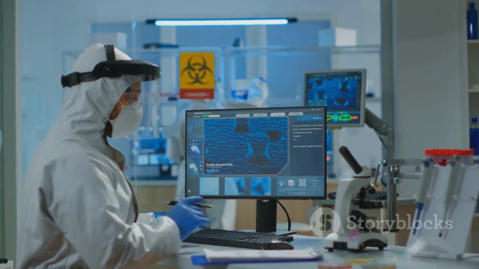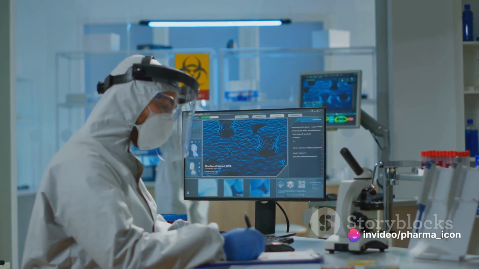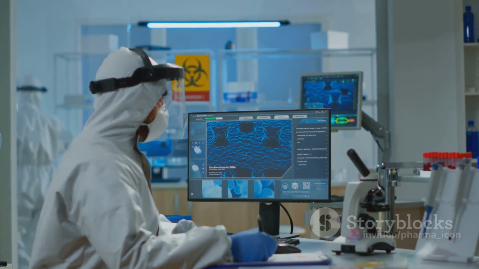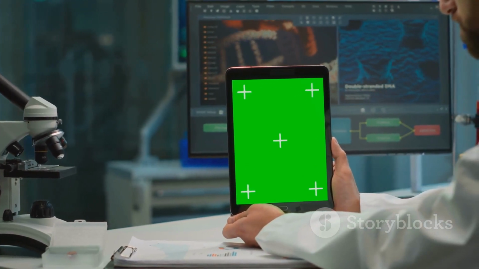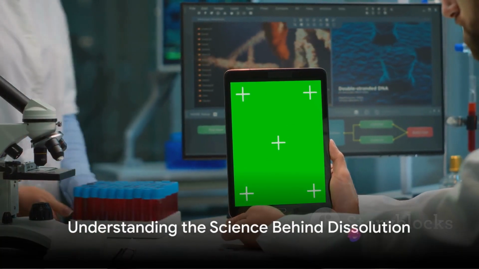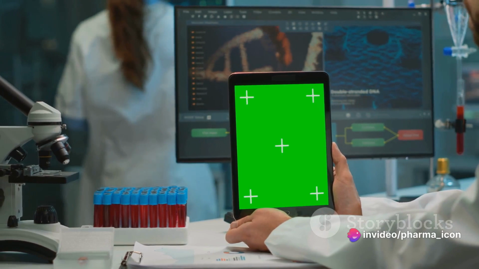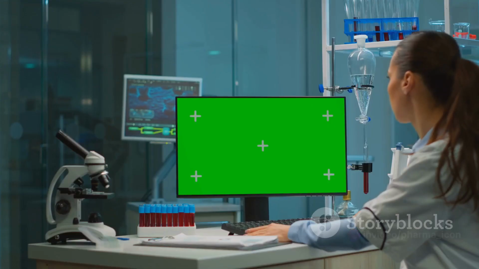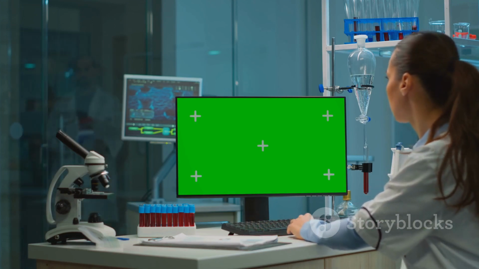Each of these factors, the particle size, temperature, agitation, and pH, can be manipulated to optimize the dissolution process. But remember, it's a delicate balancing act. One factor can't be changed without considering its impact on the others. Understanding these factors allows pharmaceutical companies to optimize the dissolution process and ensure consistent drug release. This knowledge is crucial for developing reliable and effective pharmaceutical products.